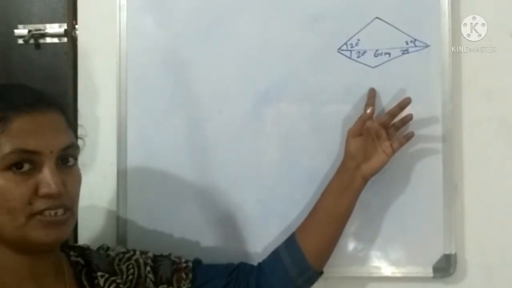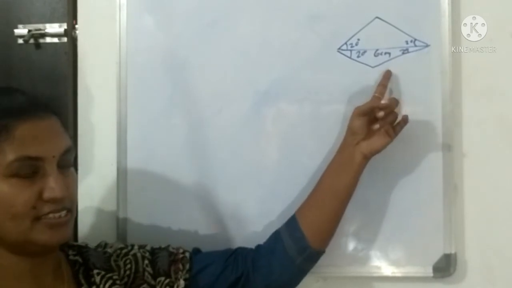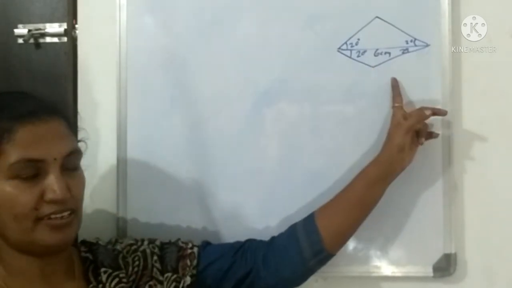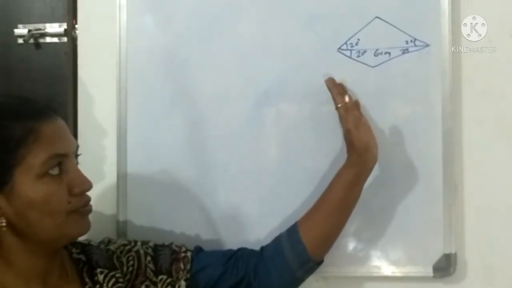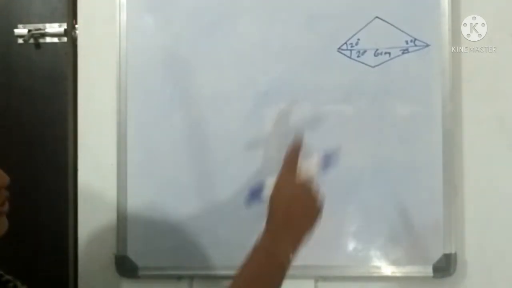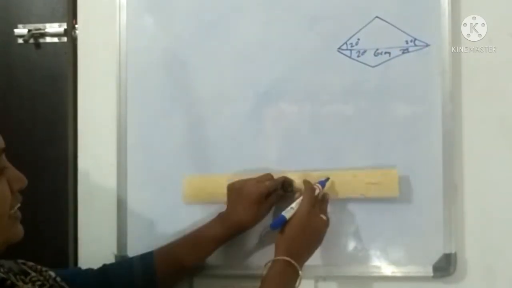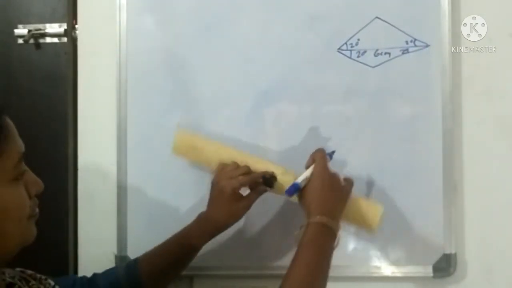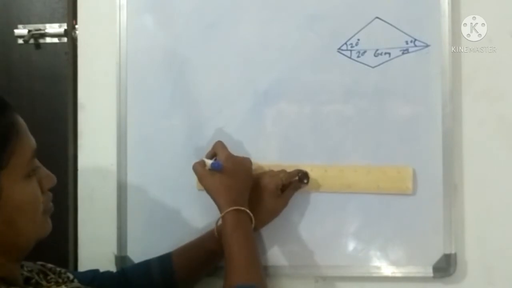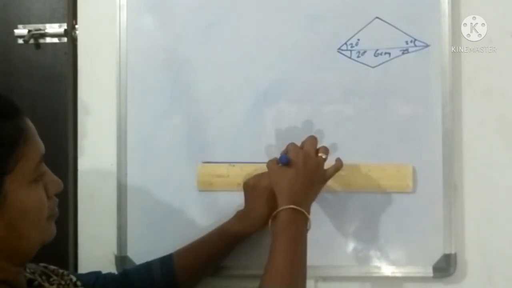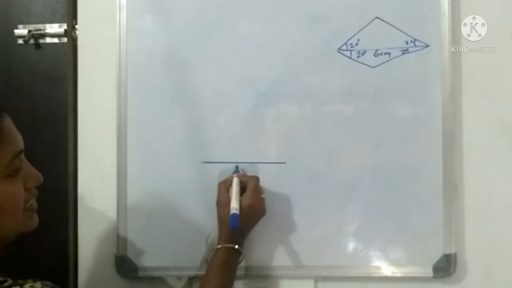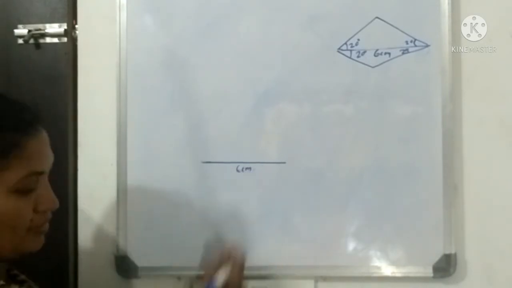Last class one problem was remaining, to draw these triangles. So this is the rough figure. Now we will do this question. For that, first we have to draw this middle line, the center line, that is 6 centimeters long. Okay, this is 6 centimeters.